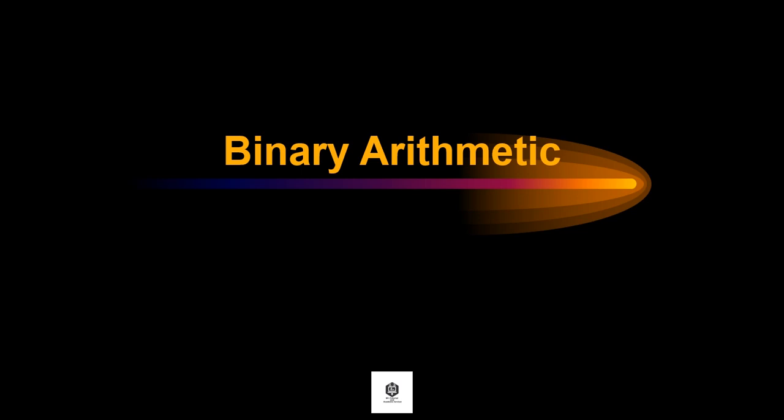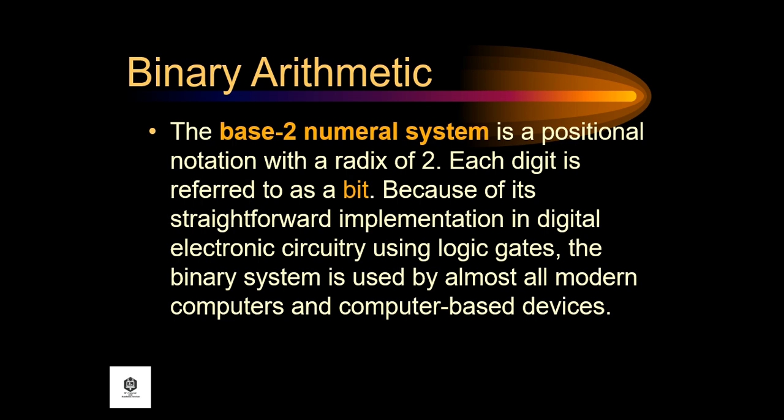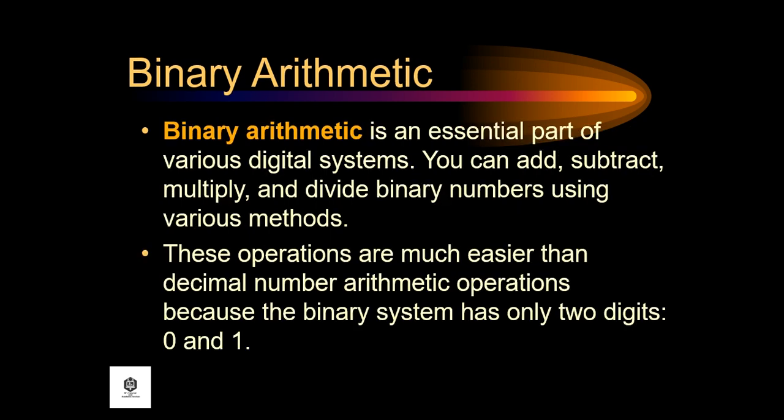Let's talk about what binary arithmetic is. In mathematics and digital electronics, a binary number is a number expressed in the base 2 numeral system, or binary numeral system, which uses only two symbols, typically 0 and 1. The base 2 numeral system is a positional notation with a radix of 2. Each digit is referred to as a bit. Because of its straightforward implementation in digital electronic circuitry using logic gates, the binary system is used by almost all modern computers and computer-based devices.